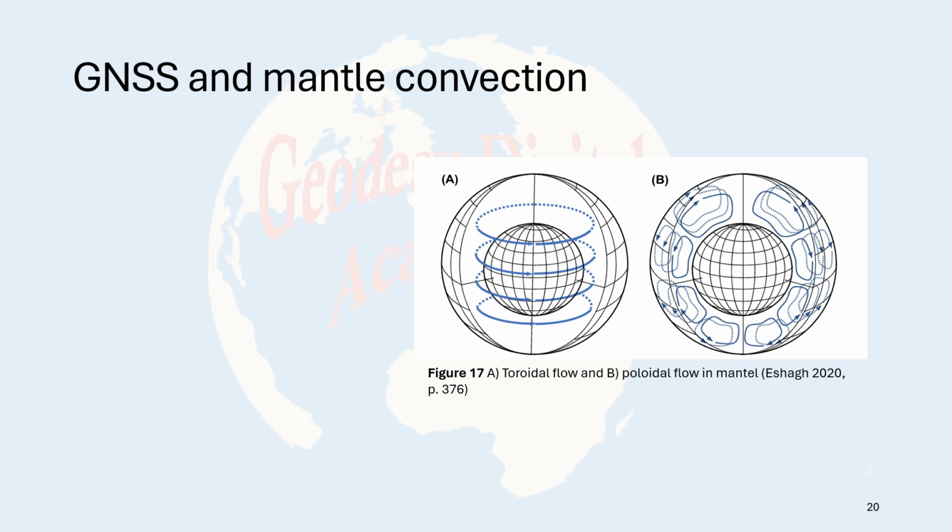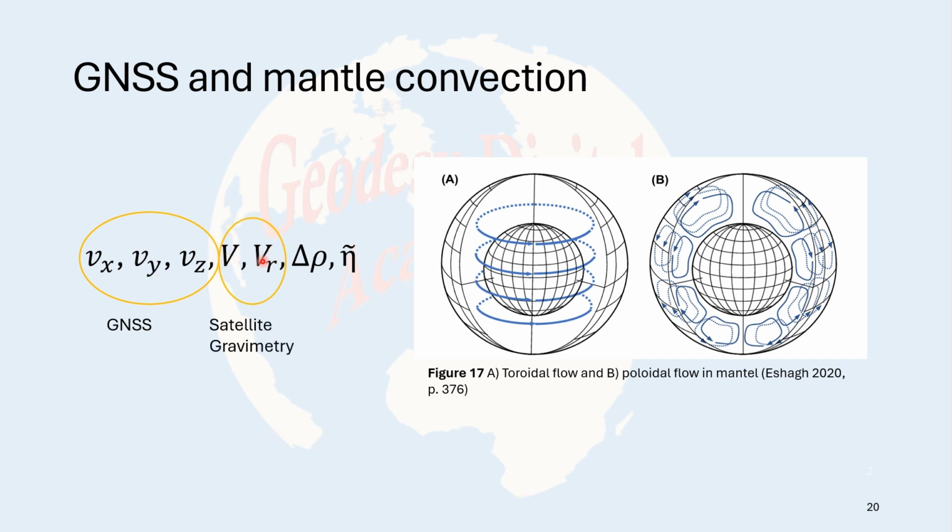GNSS and mantle convection. We know that due to the heat inside the core, there are convecting flows inside the mantle. And flows are in two ways. They are moving like that, which are called toroidal, or they are like that. These are called poloidal. And for determining the mantle flow, we need the velocity of the points at the mantle, which we normally measure using GNSS, the gravitational potential of the Earth, and its radial derivative, which is gravity. We can, for example, use satellite gravimetry for obtaining them. And also we need the density contrast and viscosity, for which we use geophysical models.